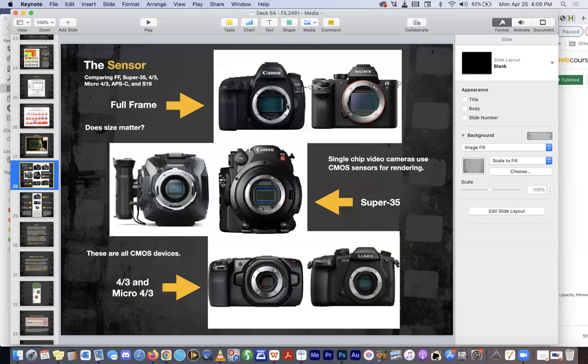I showed you the different cameras that you guys have at UCF in your equipment room. Canon 5Ds. We don't have Sonys at UCF, but we do have Canon 5Ds with full frame sensors. The Ursa Mini in relative comparison has a Super 35 sensor. You can see it's slightly smaller than that in the Canon 5D.